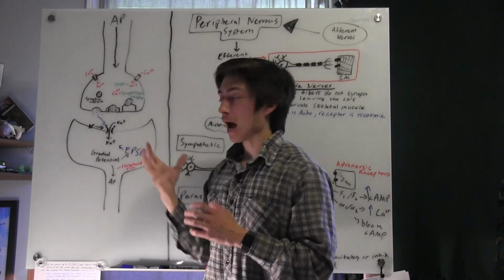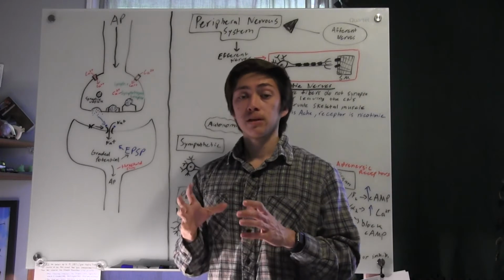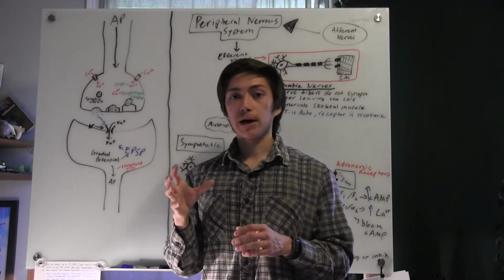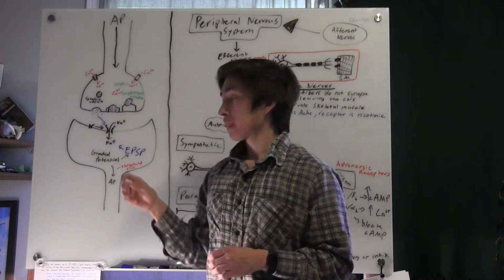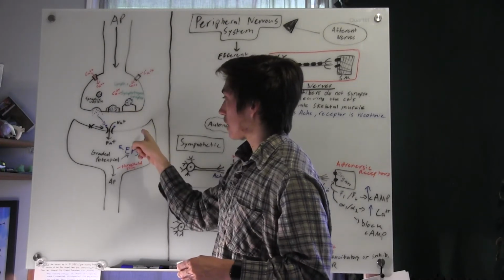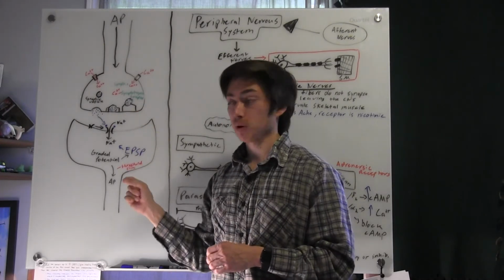Now, how is the acetylcholine taken off? The acetylcholine is taken off by acetylcholinesterase. That's found in the synaptic cleft, and it's produced by the postsynaptic membrane.